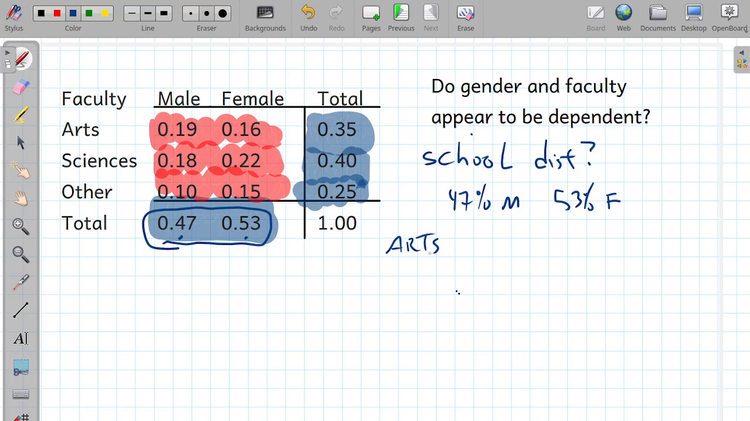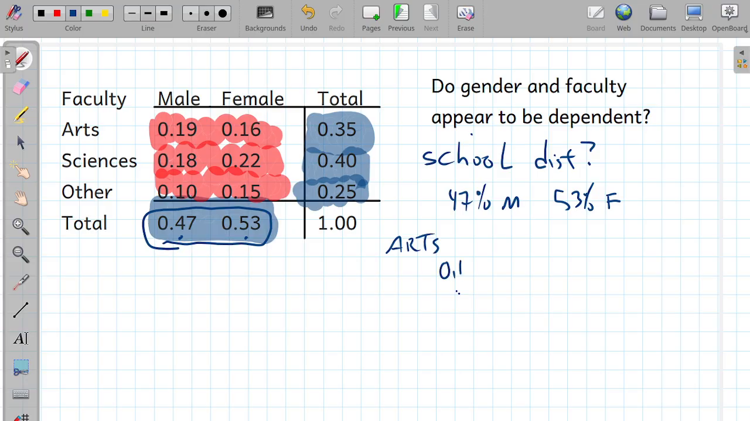There are 35 percentage points. So this is where it helps to stop thinking about this in terms of percentage and think about this in terms of per 100. So in the Faculty of Arts, there are 35 students, of which 19 are male and 16 are female. So let's find out how close arts matches the population distribution.